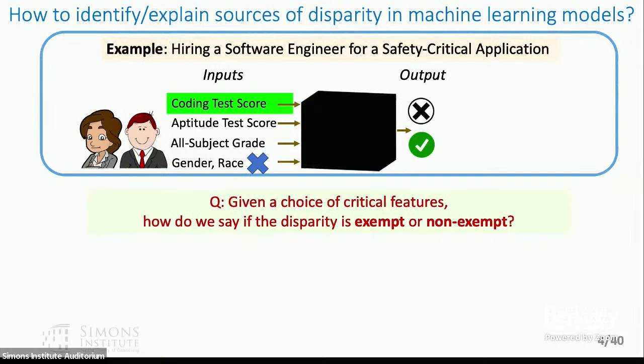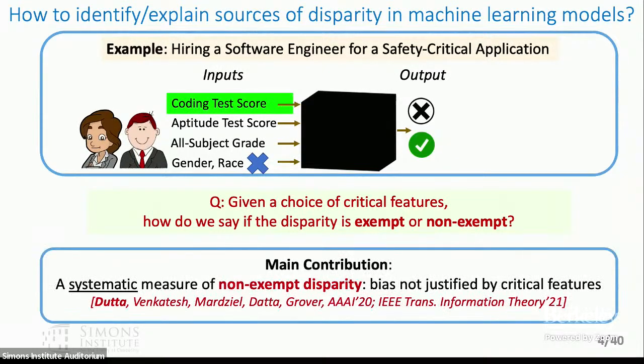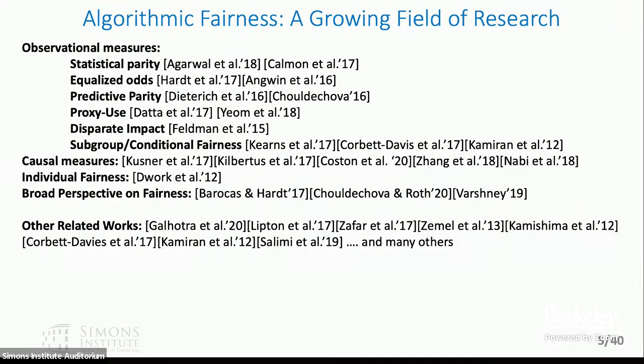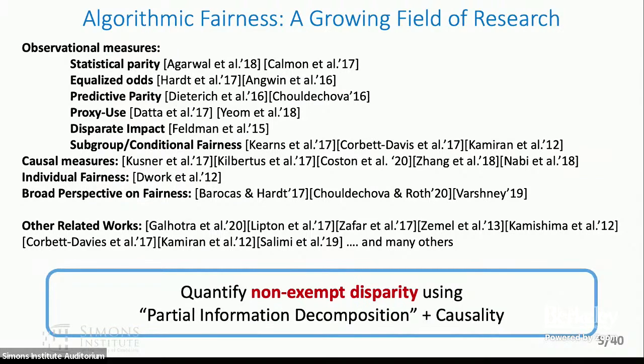Towards answering this question, my work provides a systematic measure of non-exempt disparity, which is the bias that is not justified by the given critical features. So algorithmic fairness in general is a growing field of research with several interesting works in the last few years. The problem that I'm interested in is that of understanding these feature-based contributions to disparity. And I'm trying to quantify this non-exempt disparity using partial information decomposition and causality, which has received less attention.